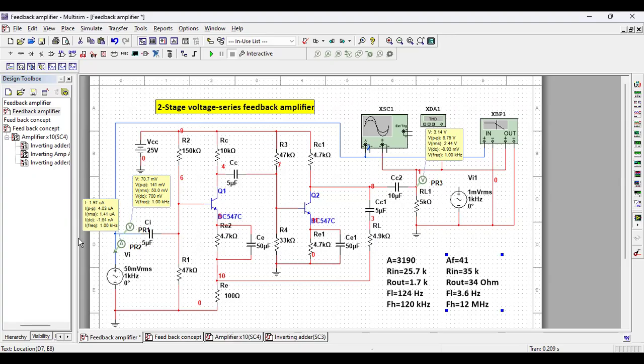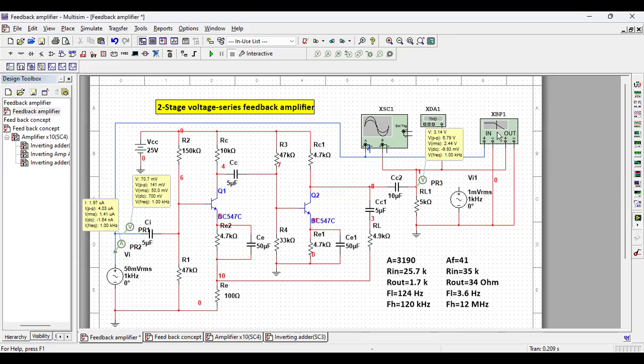Input voltage is 141 millivolt. Input current is 4.03 microampere. So milli by micro is kilo. So 141 divided by 4.03. Input impedance now is 35 kilo ohm. So see, input impedance was 25.7 kilo ohm. It has increased to 35 kilo ohm. We always want input impedance to be higher.